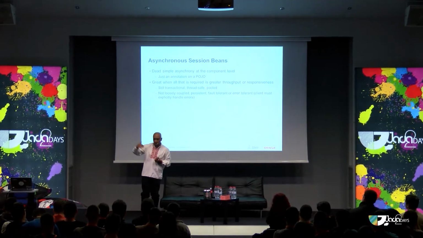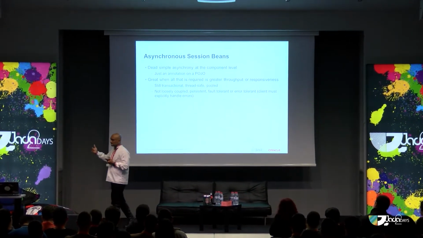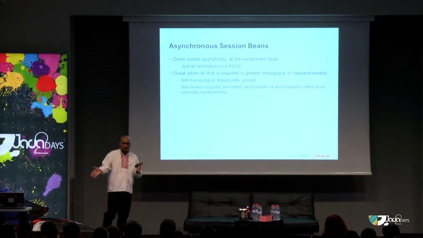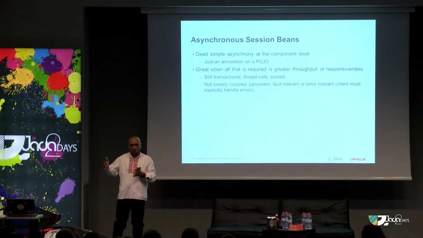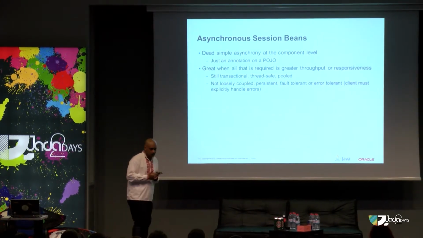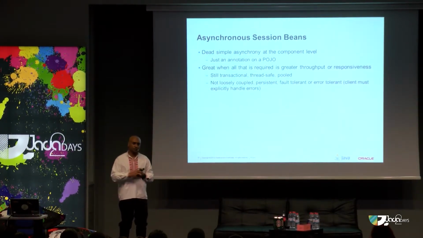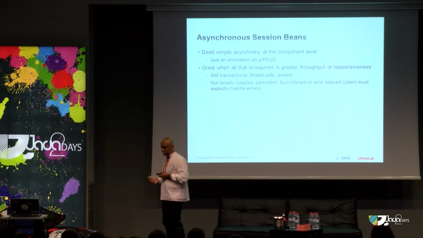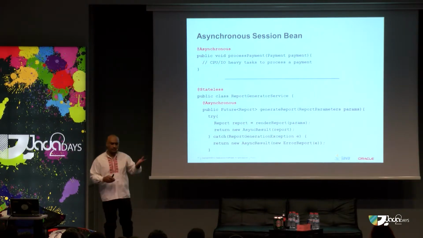What you don't get, which you get in the case of JMS, is loose coupling, because at the end, what you're trying to accomplish here is simply throughput, not necessarily loose coupling. You don't get persistence, you don't get fault tolerance, and you don't get error tolerance. But it is very, very simple. I'll show you how. It's as simple as that.